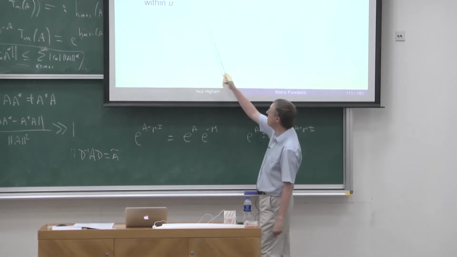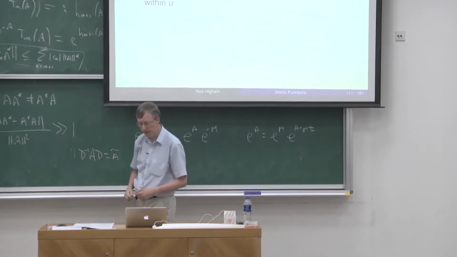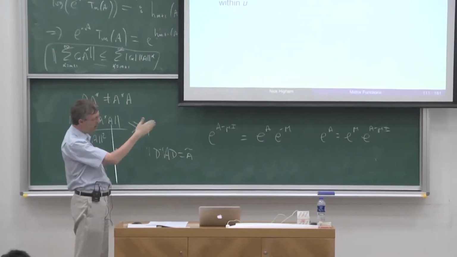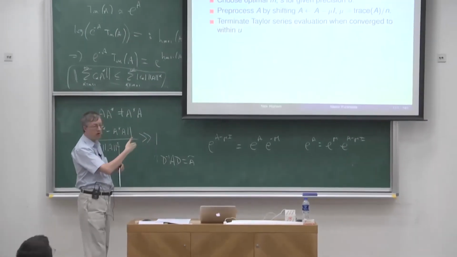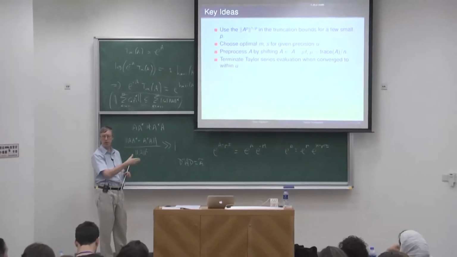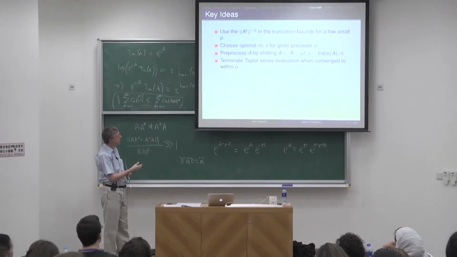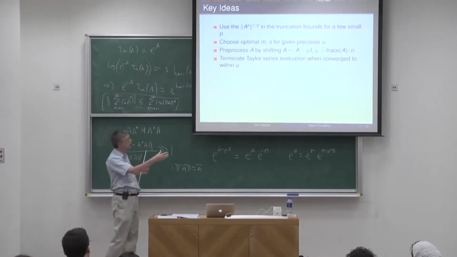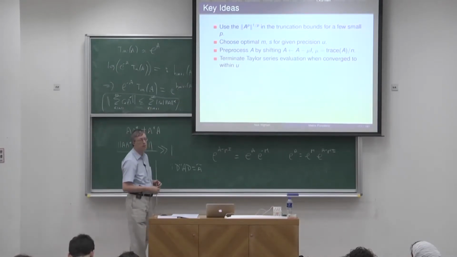And the final thing that we can do is when we evaluate this Taylor series, we're supposed to do m terms of the Taylor series, or go up to the mth power. We could stop early if we find that the series seems to be converging. So if we're sure that the series has converged to our given tolerance, we can just not bother with the rest of the series, and that will save some work.